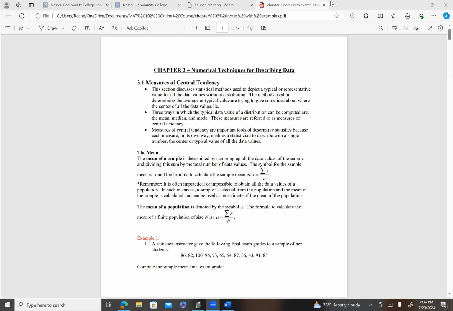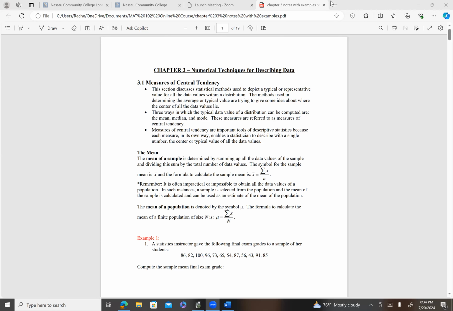Hi, everyone. In this video, we're going to start Chapter 3, Numerical Techniques for Describing Data. So moving on from Chapter 2, where we were still describing data, but we were describing it using tables and/or graphs. So we were visually describing our data. So in Chapter 3, the main idea is going to be describing data, but it's going to be numerically.